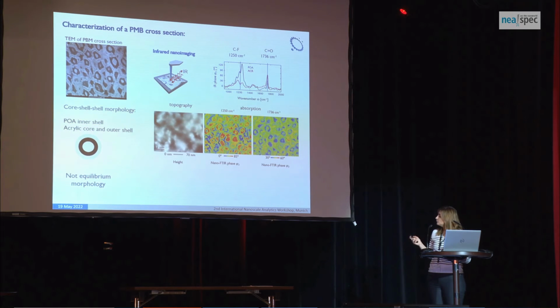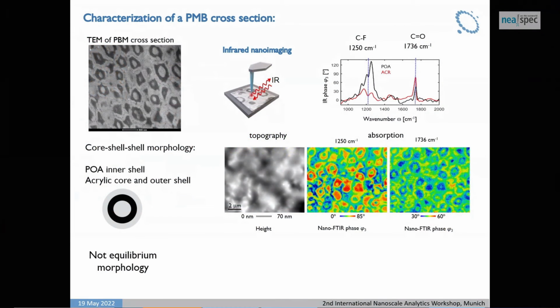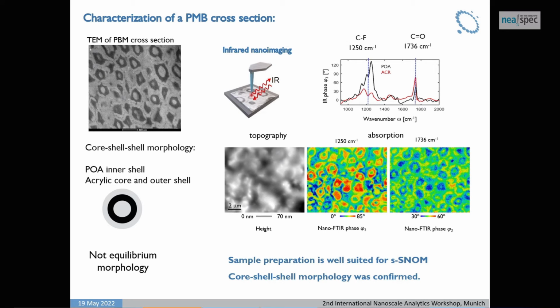To do so, here you have the reference spectra of the pure components to see the maximum absorption wavelengths you need to use. And we can see from the topography that the surface is smooth enough, so the sample preparation is well suited for SNOM characterization. We can also observe that the core-shell morphology was confirmed, because at the maximum absorption of POA, we see this red inner shell. And here we have the absorption image for the acrylic system.